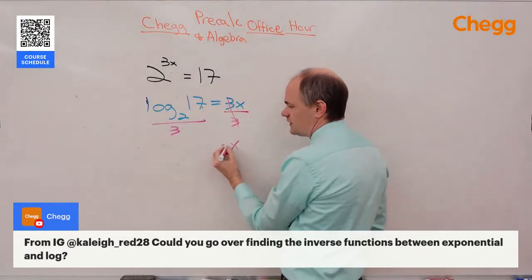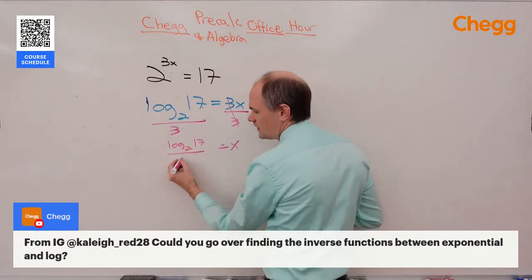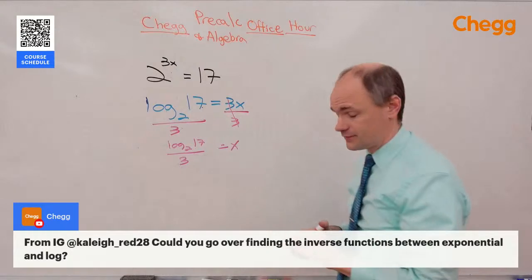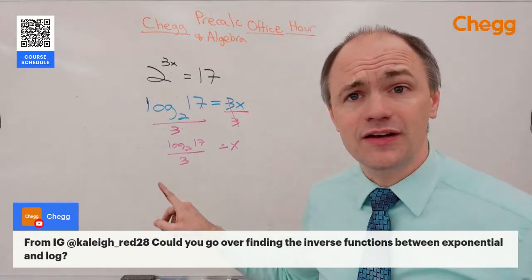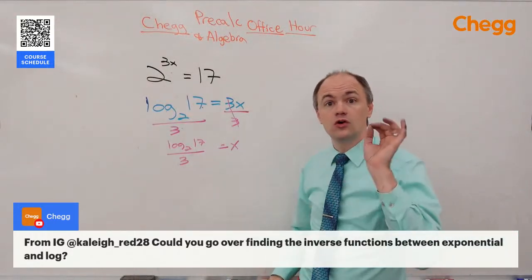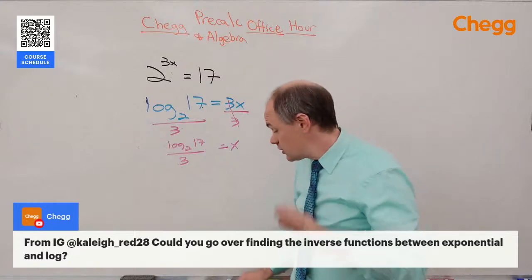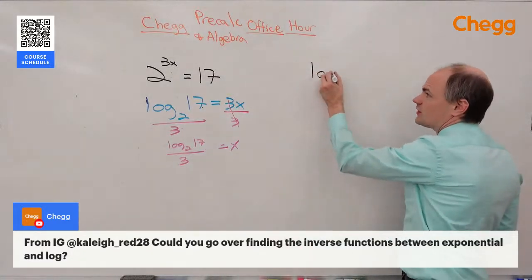And then x is equal to the log base 2 of 17 divided by 3. Now, hold on, wait a minute. How do I put that in my calculator? My calculator cannot handle a log base 2. Great question.